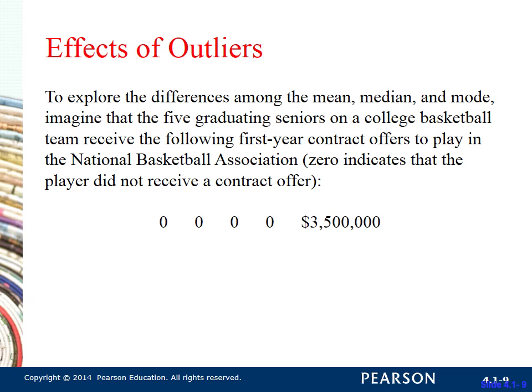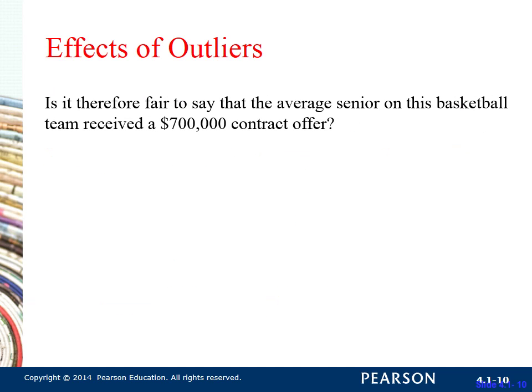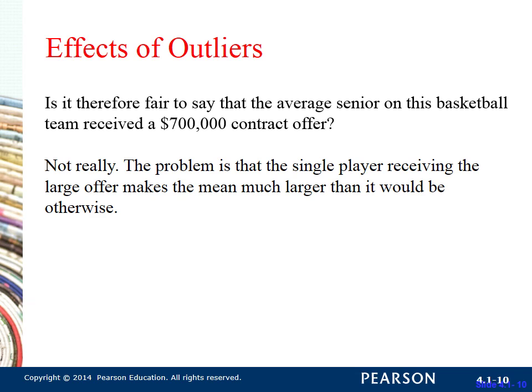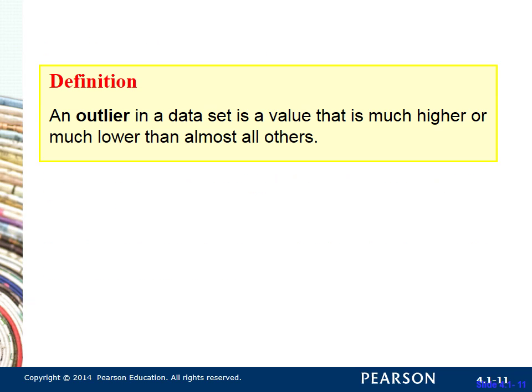So in this case, the mean is not a very good indication, because it says everybody's getting around $700,000 and they're not. 4 are getting nothing and 1's getting 3.5 million. So it's not fair to say that that was an average. That really large offer makes that outlier, the outlier of that one data value, pull the mean much higher than it should have been. So if we ignore the one player and look at the other 4, the true mean contract offer is 0.